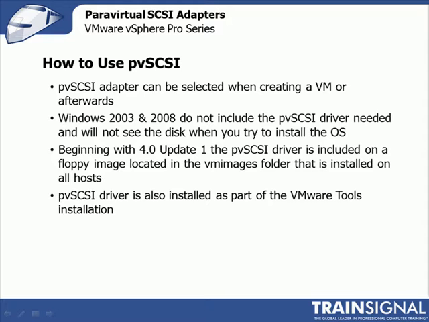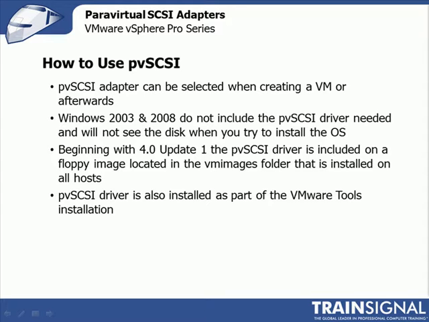If you are using a PV-SCSI adapter for your boot disk on Windows 2003 and 2008, be aware that they do not include the special OS driver needed to use the adapter and consequently will not see the disk when you try and install the OS. As a result, you will need to tell Windows to use a special driver disk during the installation. Fortunately, VMware has made this easy.